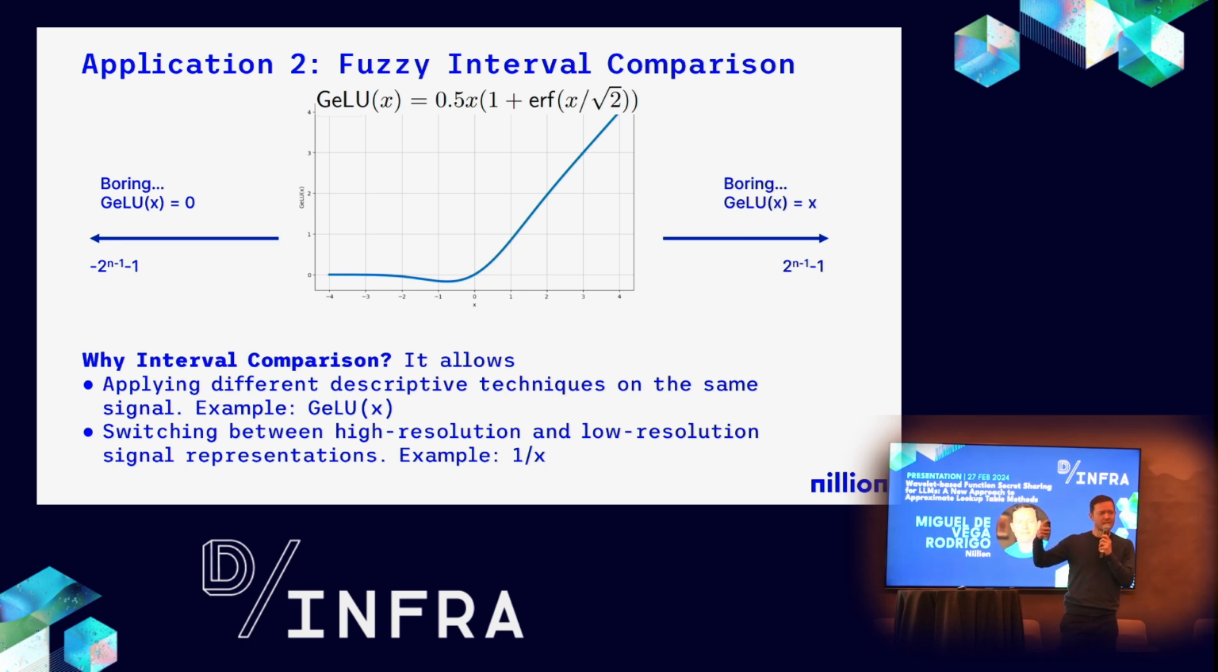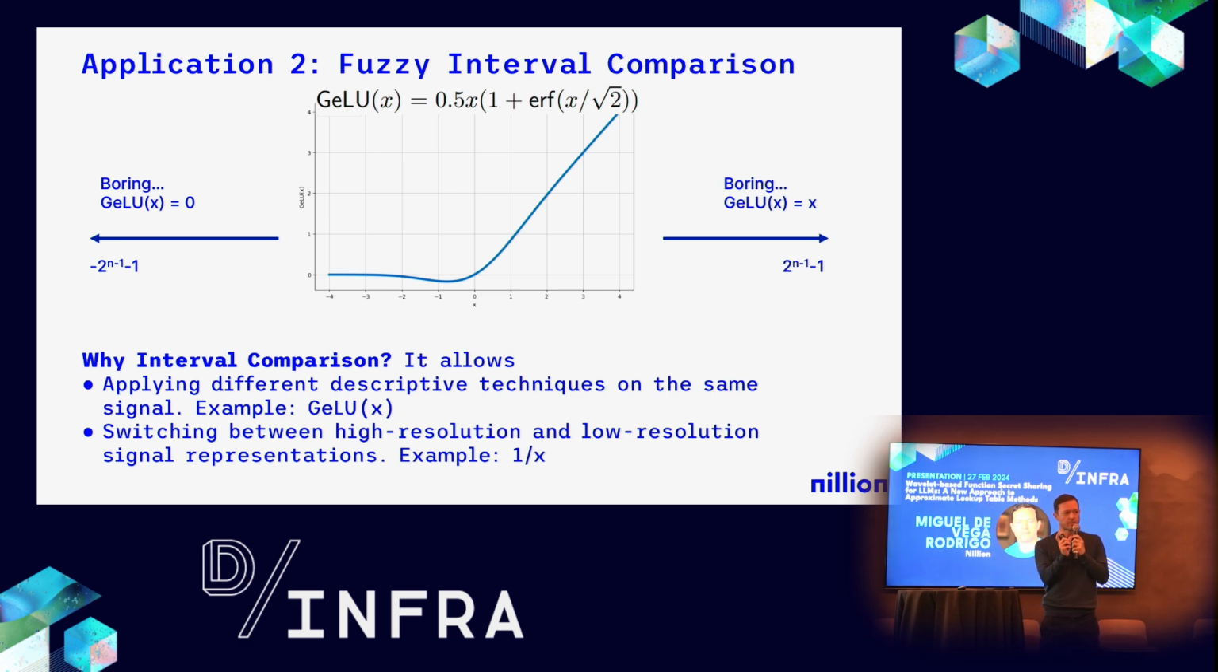So, for example, the observation is that in GLU and many other nonlinearities, they typically have one interval where they're more interesting than on the rest. For example, here in GLU, between -4 and 4 is really interesting, is where the magic happens, but outside of this interval, it's like a ReLU. It's like 0 to the left, x to the right.